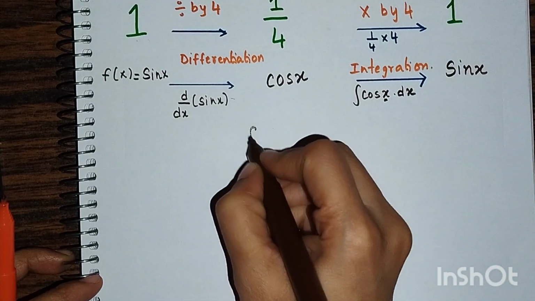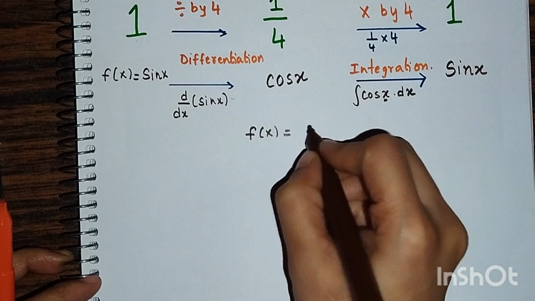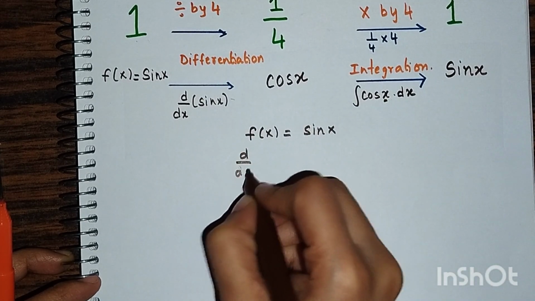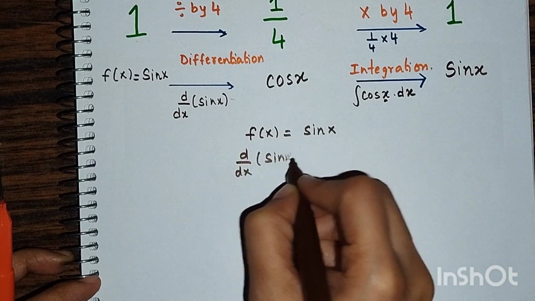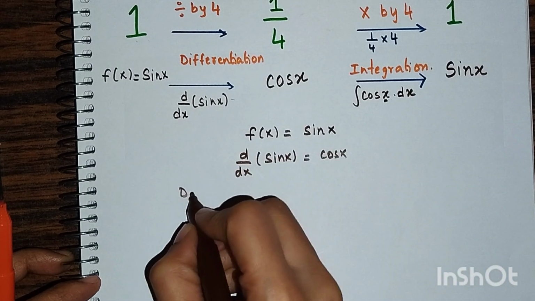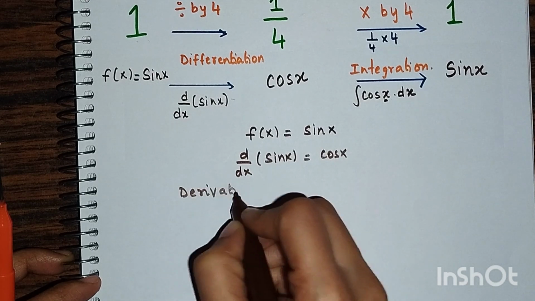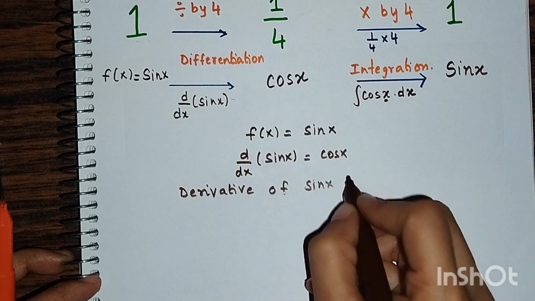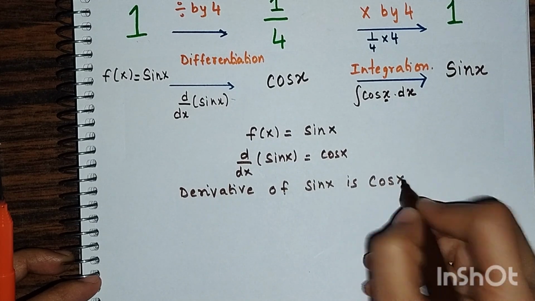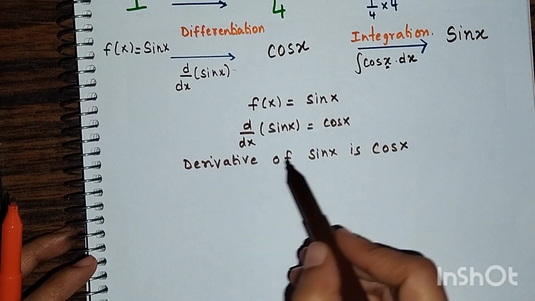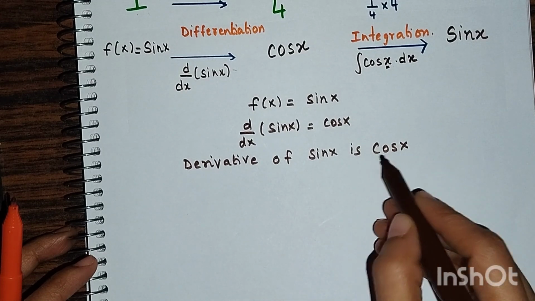So when you have the function f of x is equal to sin x, you will differentiate the function with respect to x. The derivative of sin x is cos x. So what did I just say? The derivative of sin x is cos x, right?